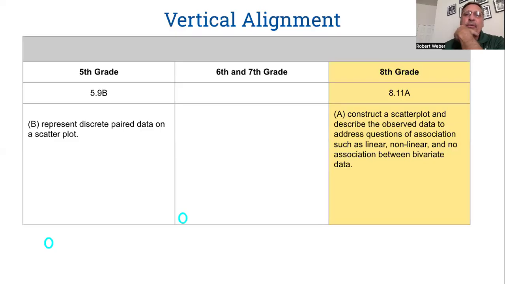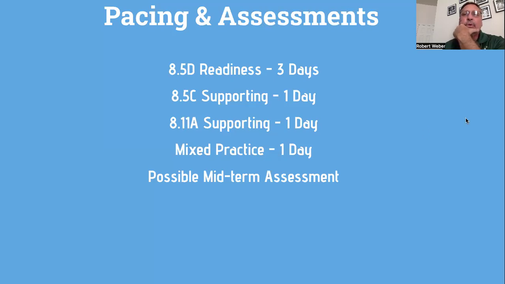Vertical alignment doesn't really pair with anything in sixth and seventh grade. However, 8.11A, which is supporting constructing the scatter plot and describing the data, does work hand in hand with 5.9B, which is representing discrete paired data on a scatter plot. The unit's short. So 8.5D, the readiness TEK, is 3 days, 5C is 1 day, 11A is 1 day. Then there's a mixed practice day. And again, this falls at the time where the midterm assessment would fall. We haven't been given a lot of direction on assessment yet for 24-25, so I did list it just so you're aware.